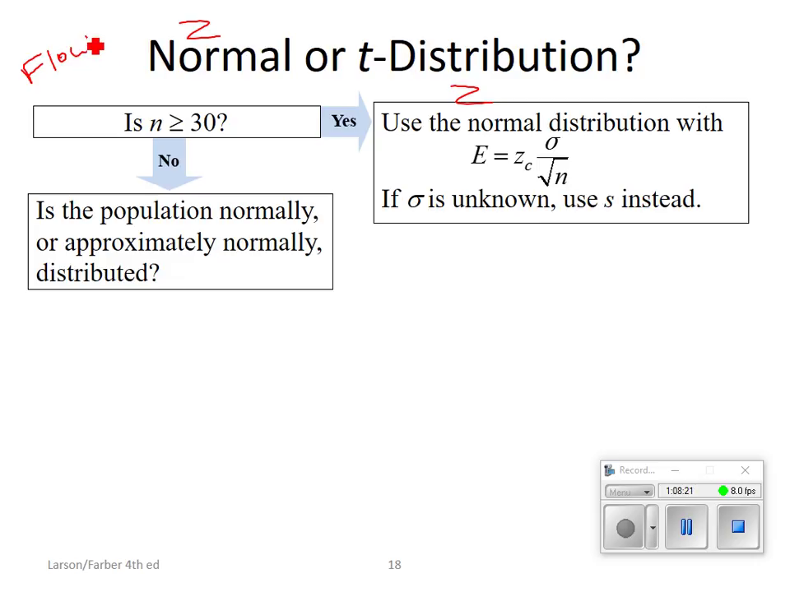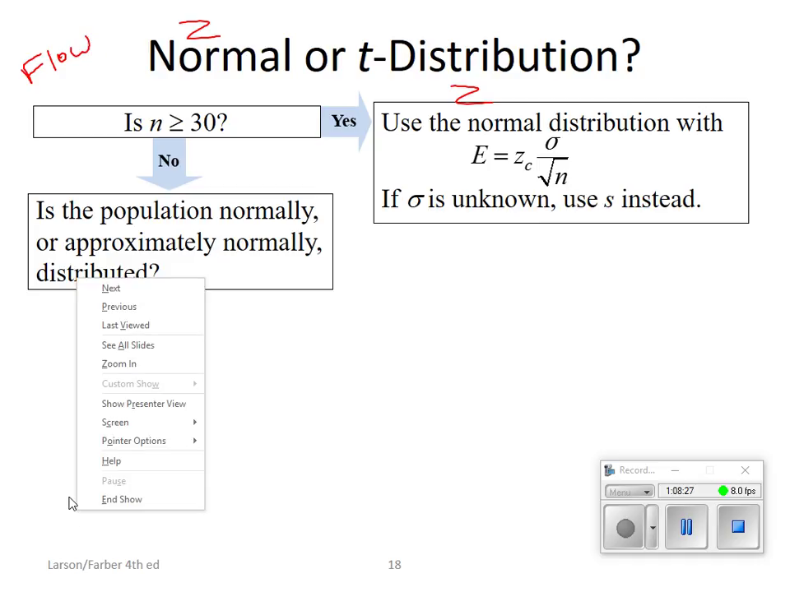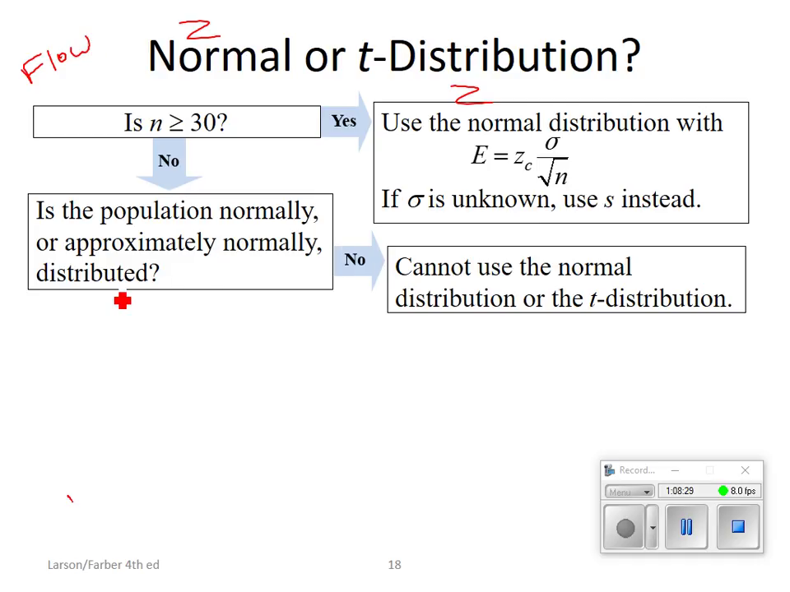If it's no, then you ask yourself, is the population normal? Or approximately normal? If no, then you can't use the normal distribution or the t-distribution. You can't use either one. Alright? So we do nothing. We got to start all over. We screwed up somewhere, and it just doesn't work. If it's not normal, and it was less than 30, we're out of luck. Either we go back and get a bigger sample so we can use the Z's, or we just stop and say, oh, the heck with it.